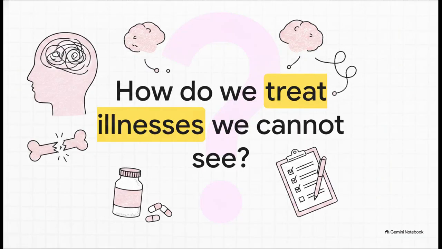So that brings up a really fascinating opening question, right? How do we treat illnesses that we literally cannot see? In medicine, we can easily set a broken bone or surgically remove an appendix, but treating the mind requires an entirely different approach. It relies on a super careful blend of modern pharmacology and highly structured clinical tools to bring patients back to stability.